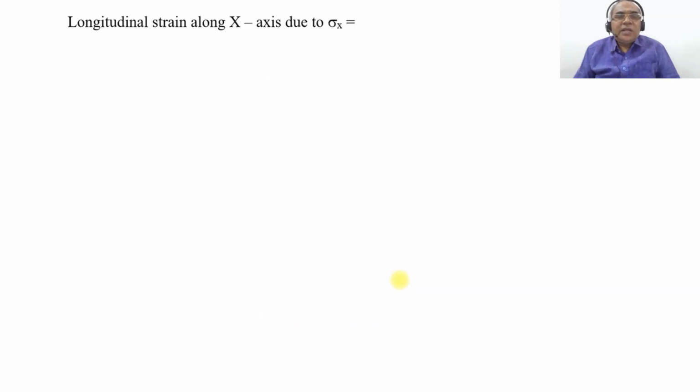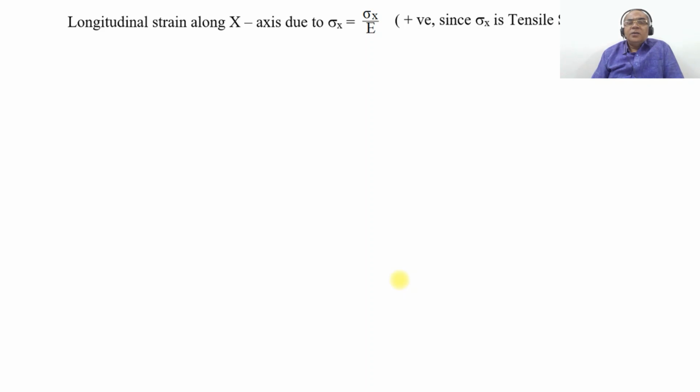So what is the longitudinal strain along the x axis due to sigma x? It is sigma x by E, positive because we have tensile stress. The normal stress acting is along the x direction, so naturally, along the direction of the x axis, sigma x will be positive because it is the longitudinal strain, which is due to tensile stress.